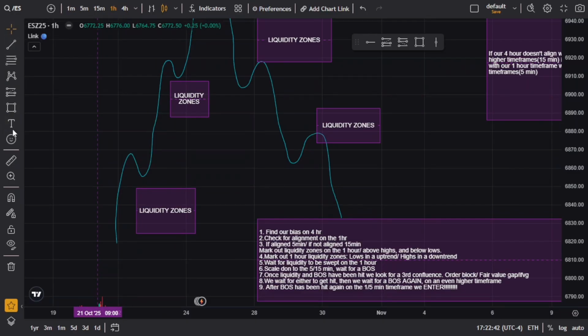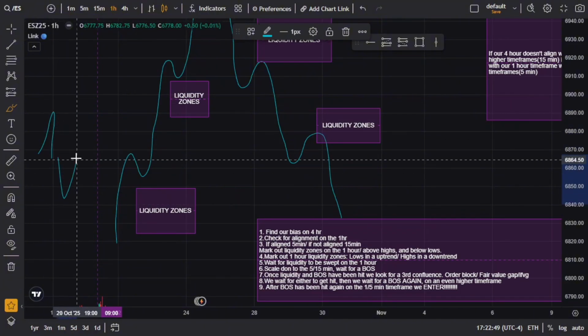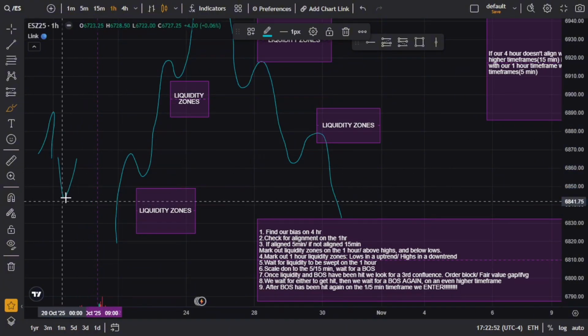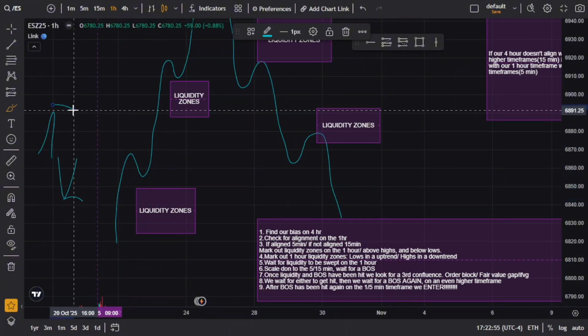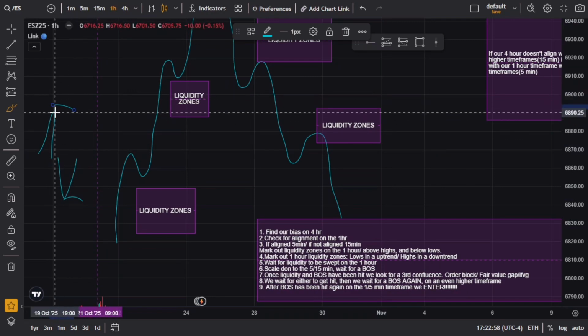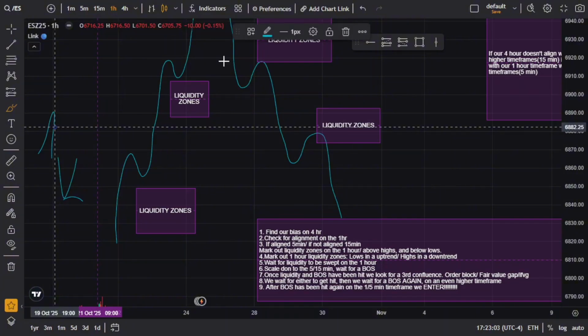I'll show you right now. I'll give you a brief explanation of each. There we are. This is a high. This is a low. Right? So liquidity is going to be down here. If we're in a downtrend, liquidity is above highs. If we're in an uptrend, liquidity is below lows.